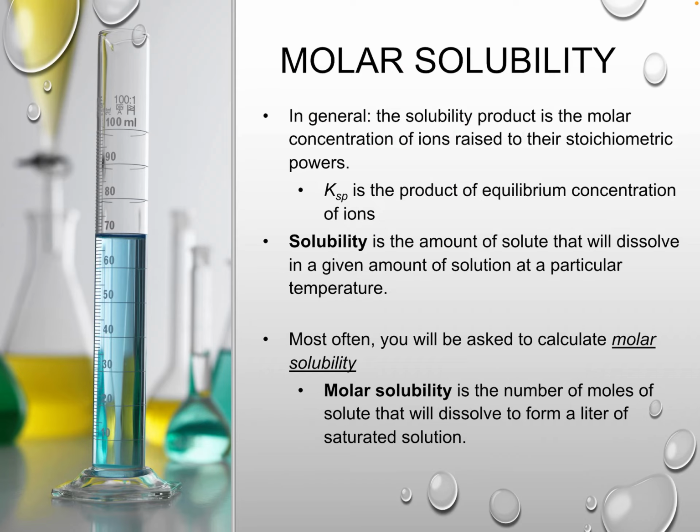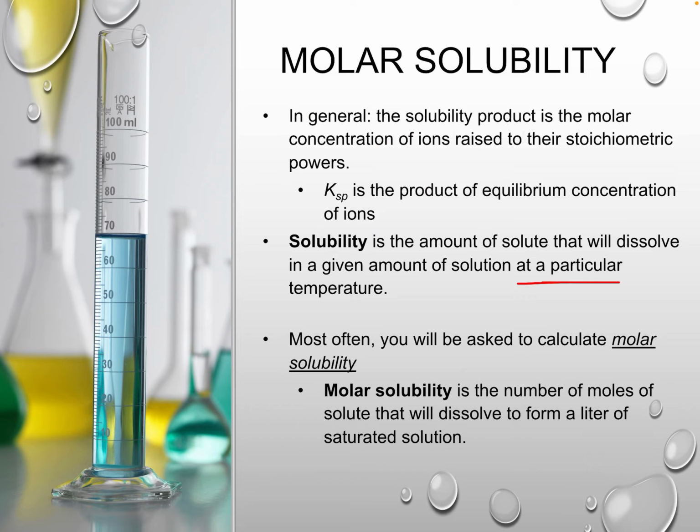All right, so in general, we talk about the solubility as the molar concentration of the ions raised to their stoichiometric powers. That's what we were just looking at, right? And that Ksp is the product of the equilibrium concentration of the ions, meaning we're going to multiply them together. When we talk about solubility, it is just the amount of solute that will dissolve in a given amount of solution at a particular temperature, right?